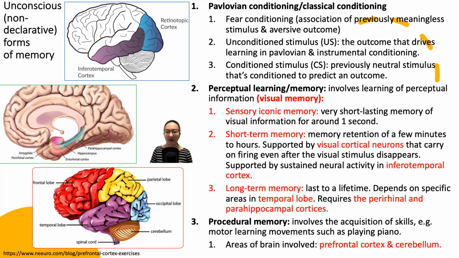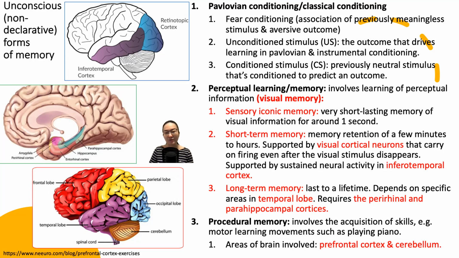If you want to see where inferotemporal cortex is, you can see the first picture here on the top. Here is where inferotemporal cortex is located. Long-term memory lasts a lifetime and depends on specific areas in the temporal lobe. On the last picture at the bottom, you can see where the temporal lobe is located, on the left side, bottom. So it depends on specific areas in the temporal lobe. Long-term memory requires the perirhinal and parahippocampal cortexes. You can see the parahippocampal cortex on the second picture on the left-hand side. Parahippocampal cortex.